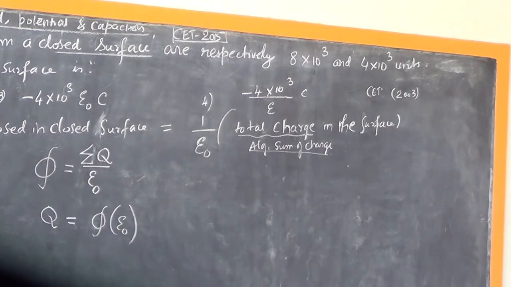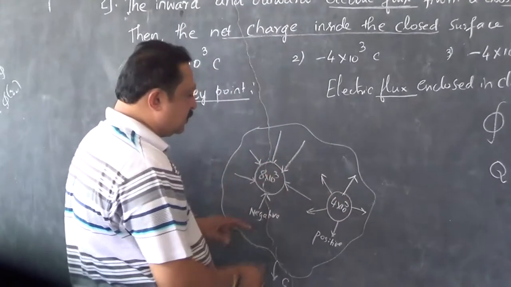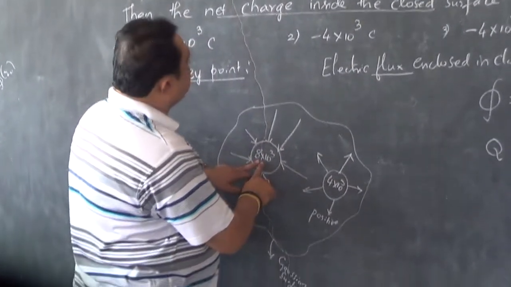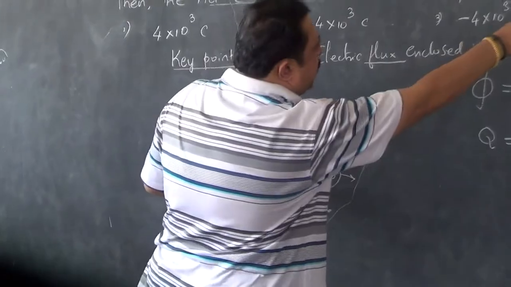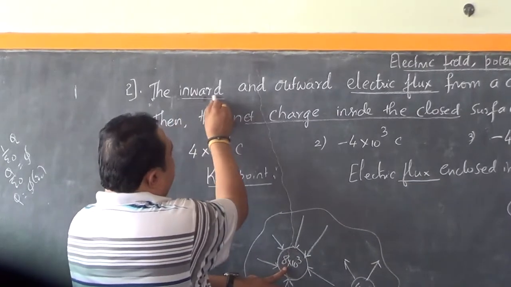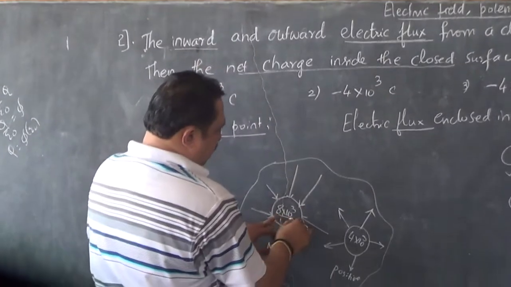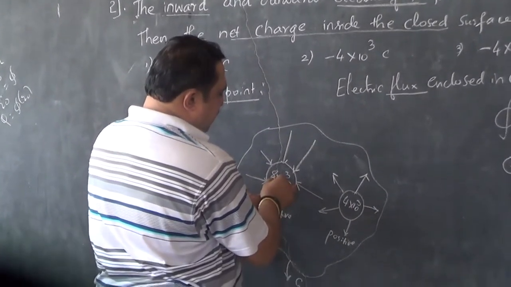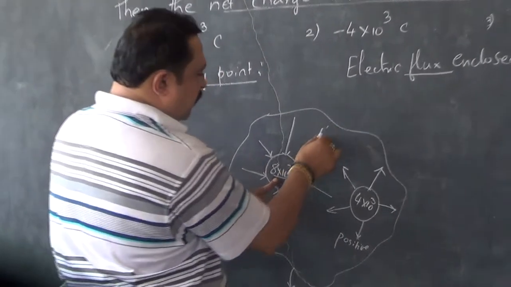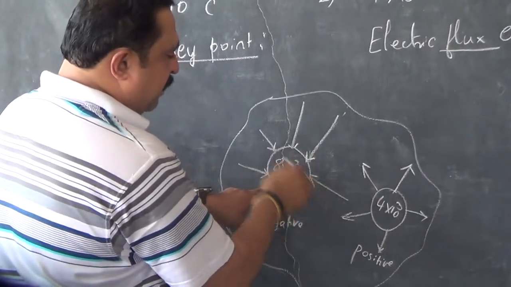Now here in this problem, you see that this is the Gaussian surface. A Gaussian surface is a closed surface which encloses the charges, and the charges enclosed are 8 into 10 to the power of 3 units, and it is inward. The inward flux of the charge is 8 into 10 to the power of 3 units. The charges are pointing inwards.